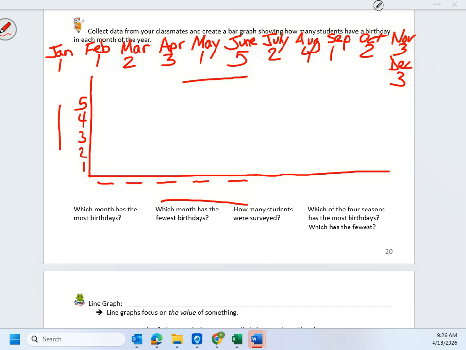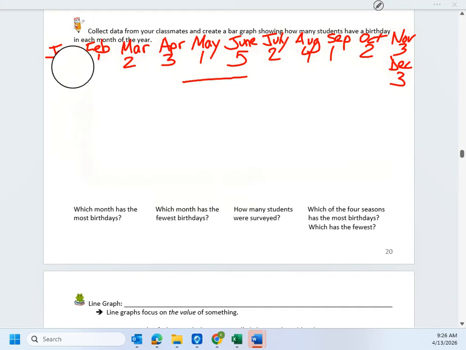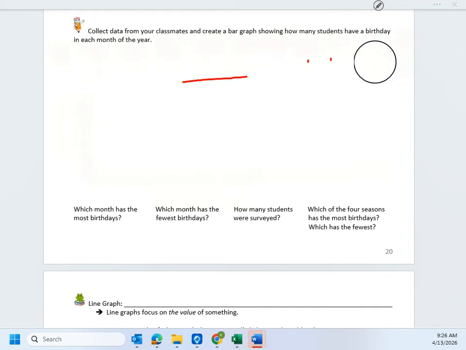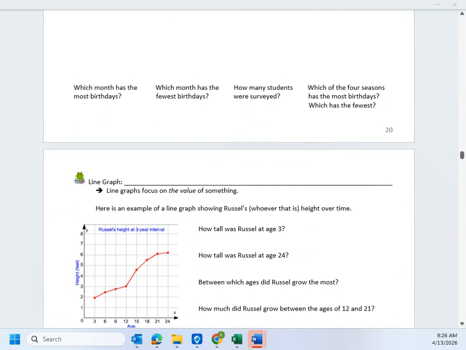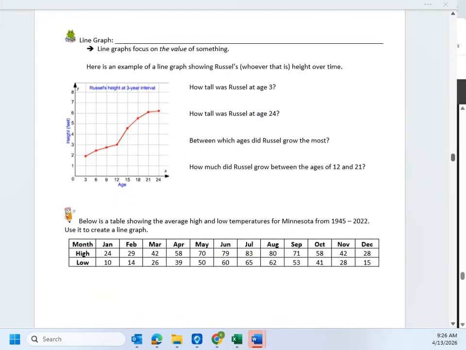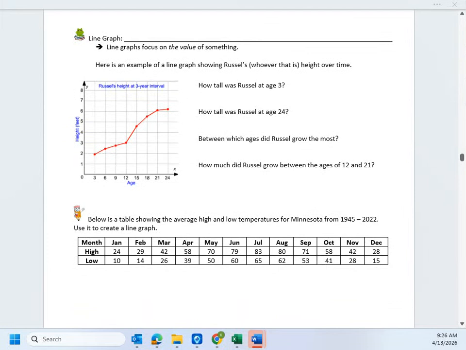We're gonna turn our page to look at our second type of graph for today. So our second graph is that line graph. So the bar graph is easier because we've done those a lot in our math packets. Let's look at that second page about line graphs.